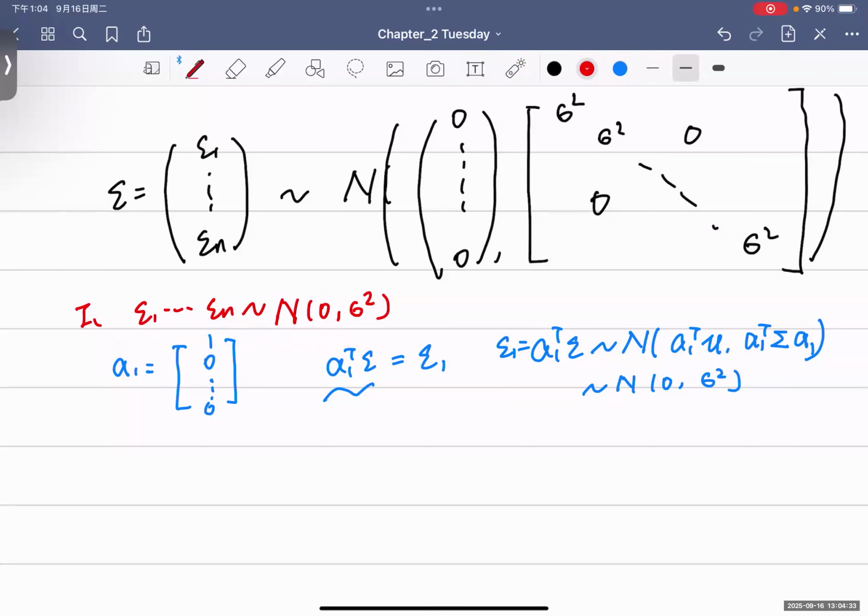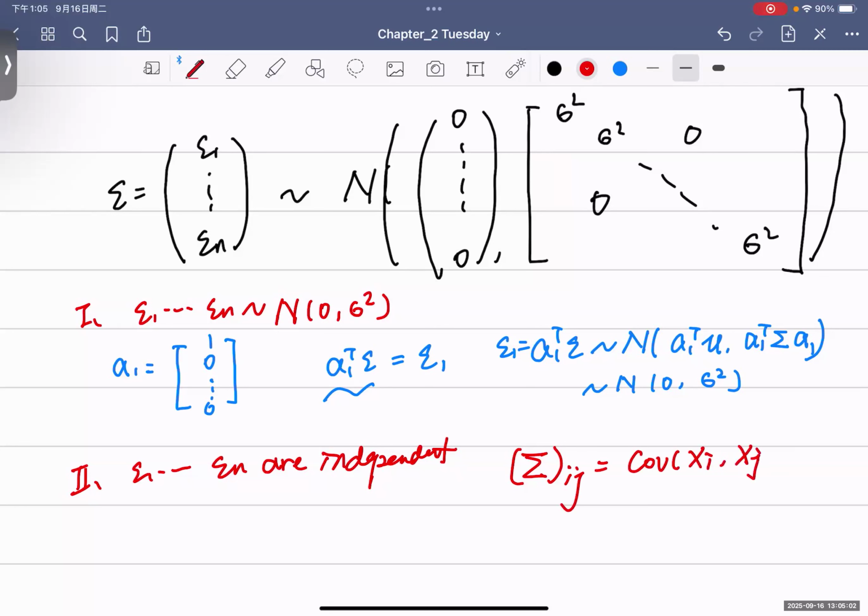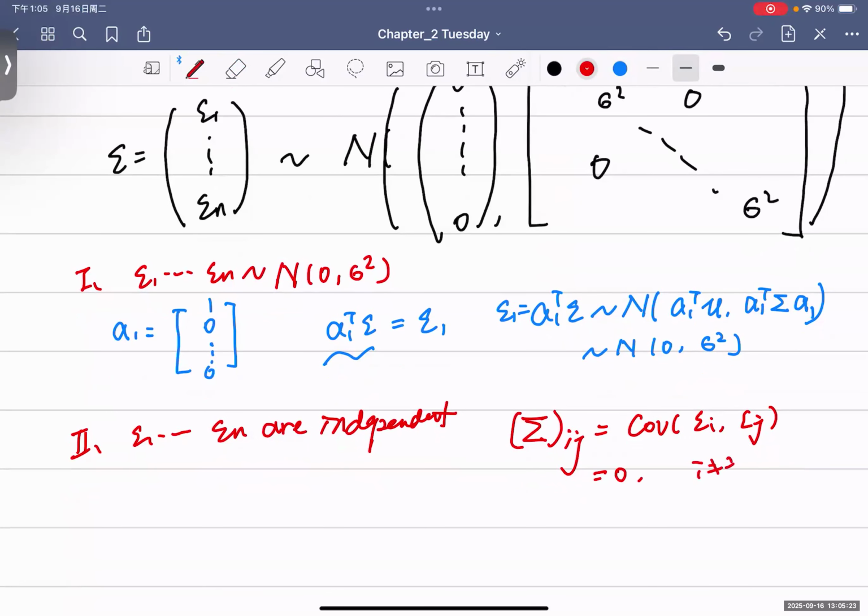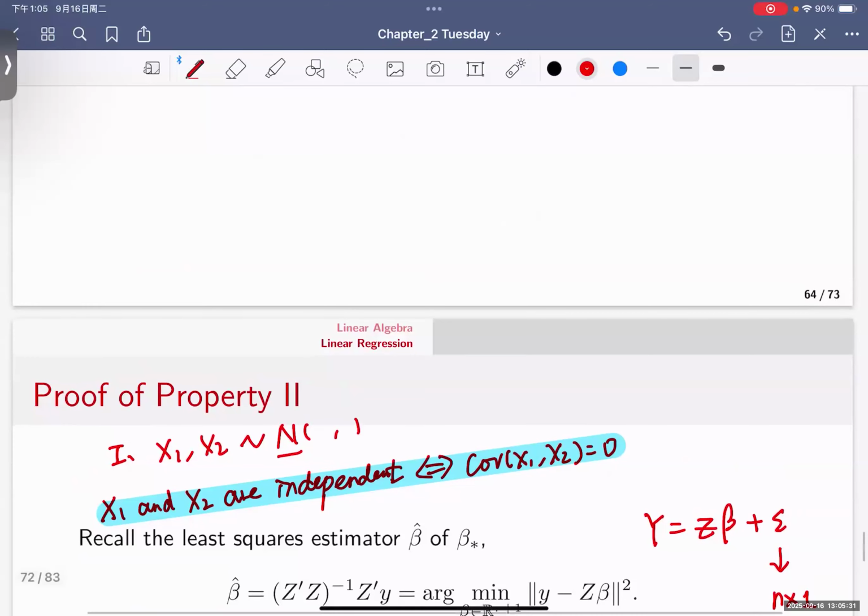The second thing is also the same: epsilon 1 to epsilon n are independent. The reason is, we know what the covariance matrix stands for. The covariance matrix sigma is an n times n matrix, whose ij element stands for the covariance between xi and xj. Therefore, once i is not equal to j, which is an off-diagonal element, it is 0. Then it's just based on what I gave you. So, independent.